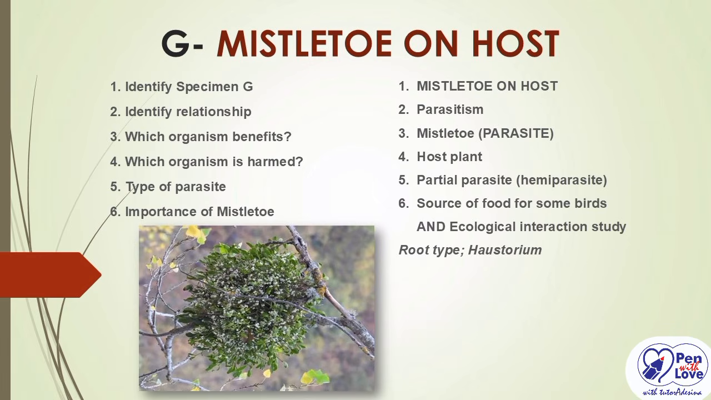So one of the things that makes it adapt and survive on other plants is the root type it possesses, which is Haustorium. They can ask you what type of root it possesses. It's called Haustorium, or they can even ask you what makes it survive on other plants, that is, the host.